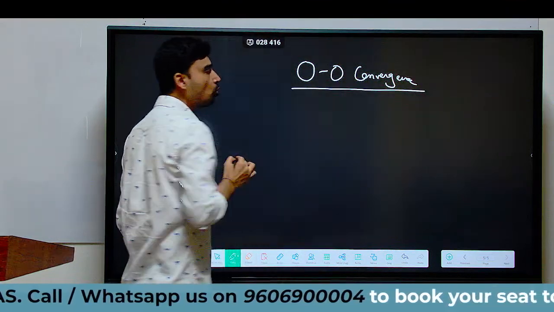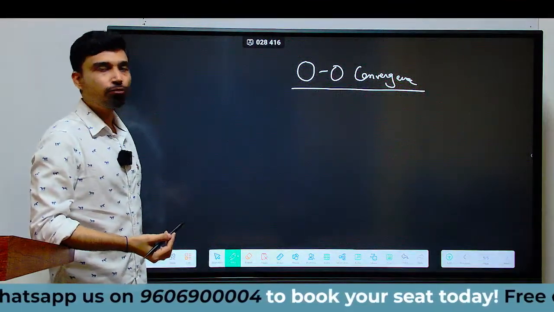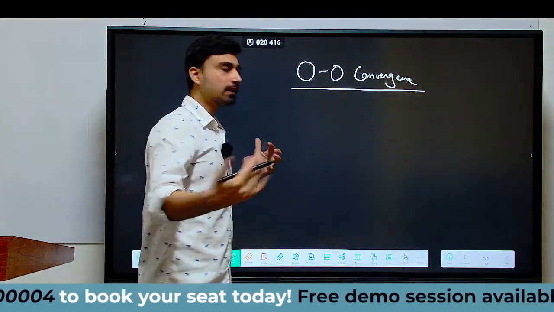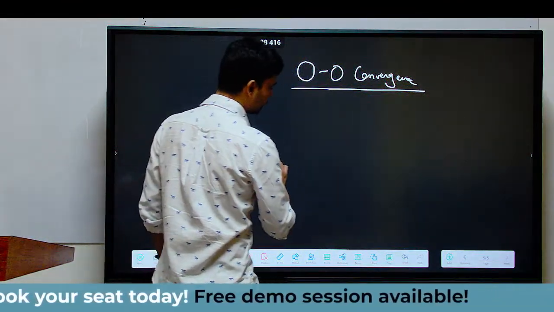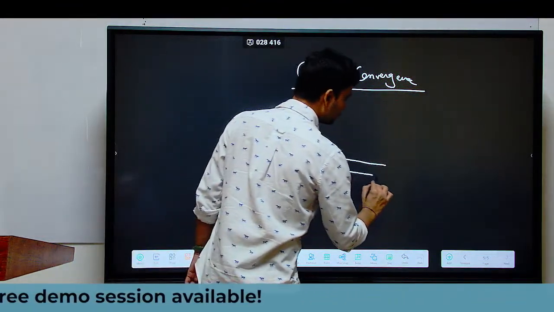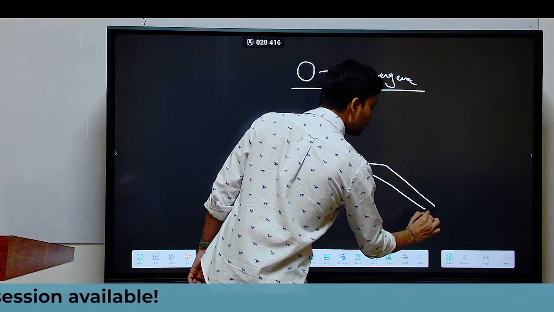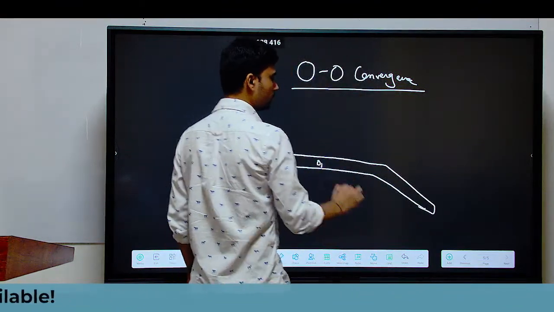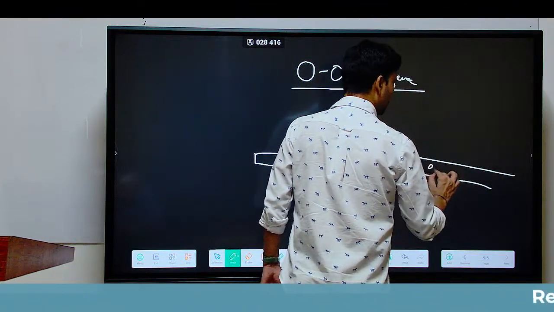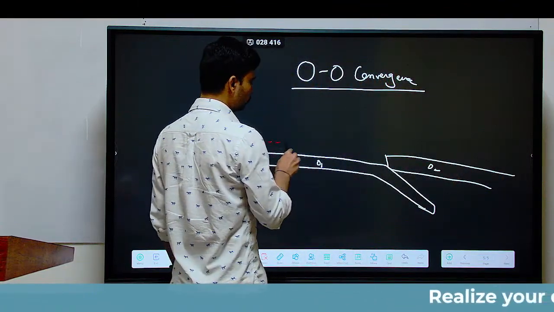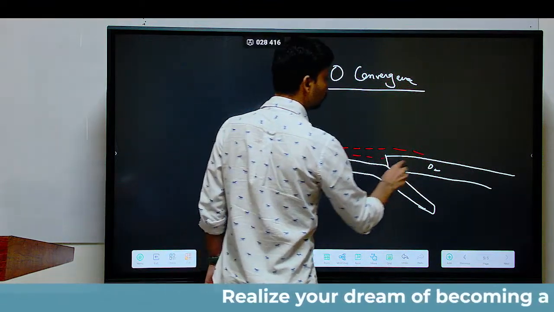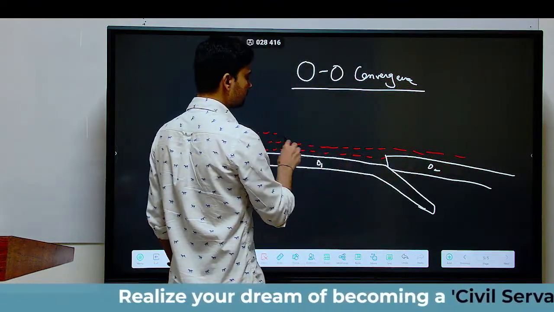Now, OO convergence basically refers to such kind of plate interaction where two plates, that is oceanic plates, are converging or moving toward each other. So, let us try to understand this by drawing the diagram properly. Suppose we have an oceanic plate, which we can call O1, and then we have the other oceanic plate here which we can call O2, and since obviously these are oceanic plates, we can expect that ocean water will be resting above these plates.